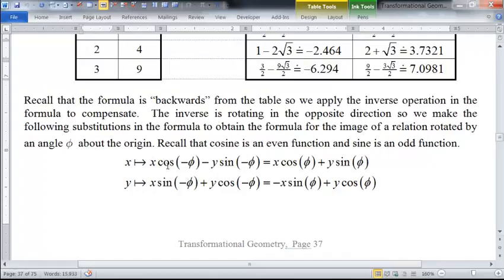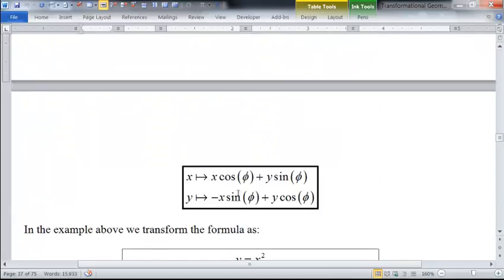Now remember, cosine is an even function, so cosine of minus phi is the same as cosine of phi. Sine is an odd function, so sine of minus phi is minus sine phi, so that makes this a plus here. And again, this one's a minus, and this one stays plus. So these are your basic formulas here for what you do to x in the formula.